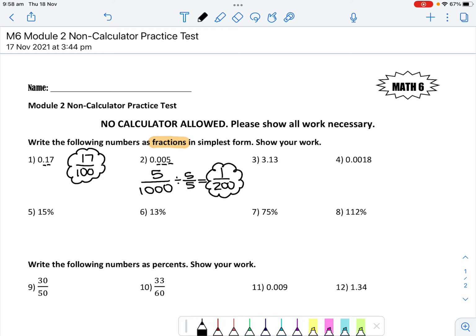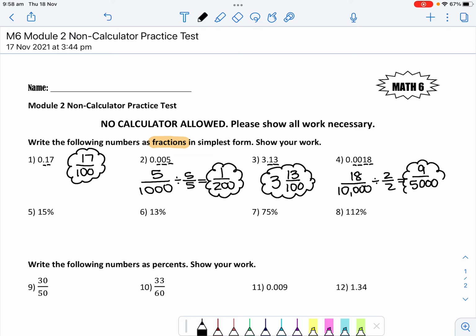3.13 means I'm going to start with 3 as part of my mixed number, and then 2 decimal places means 13 over 100, and 13 over 100 cannot be simplified. 0.0018 is 4 decimal places, so it's going to be 18 over 10,000, and 18 and 10,000 are both even, so I'm going to divide by 2. 18 divided by 2 is 9, and 10,000 divided by 2 is 5,000.